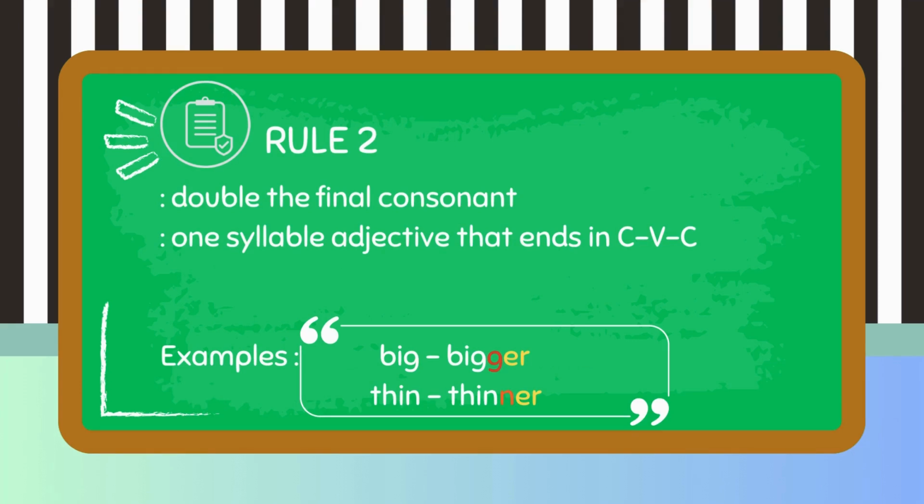Okay, rule number 2. When the one syllable ends with consonant vowel consonant sounds, then we will double the final consonant in the word. For example, we have the word big, where we double the consonant G of the vowel I and then we add ER. Second example is the word thin, where we double the consonant N of the vowel I and then we add er and it becomes thinner.